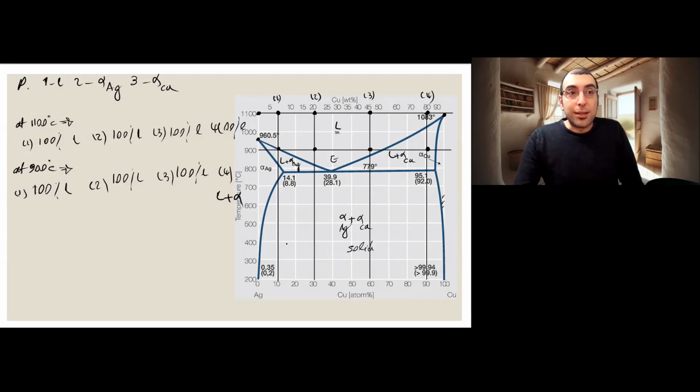So again, as I explained last time, when we want to begin calculating phase fractions, you always start with a horizontal line that crosses the phase lines. What do I mean by that?